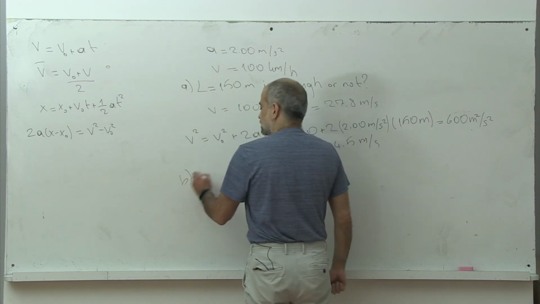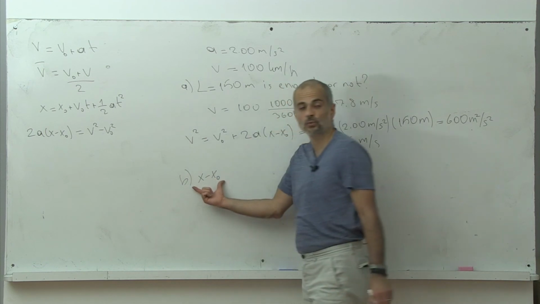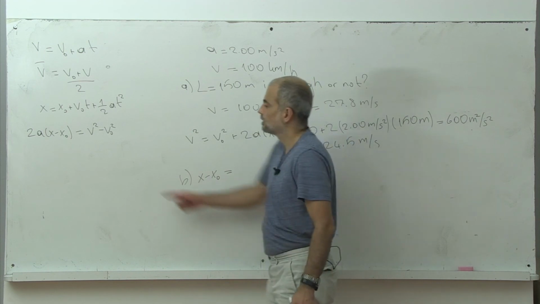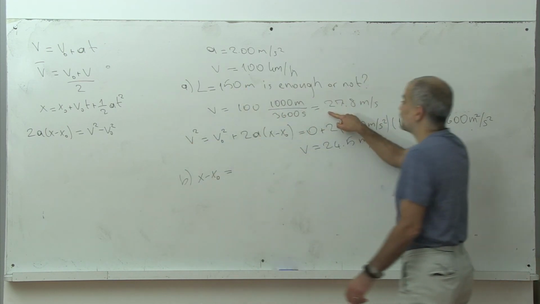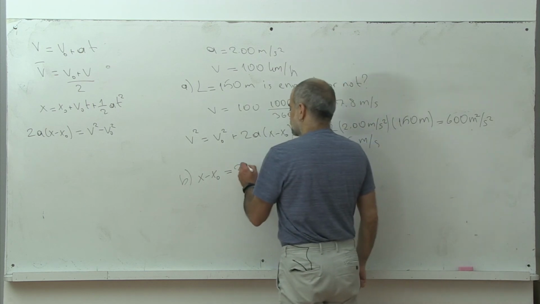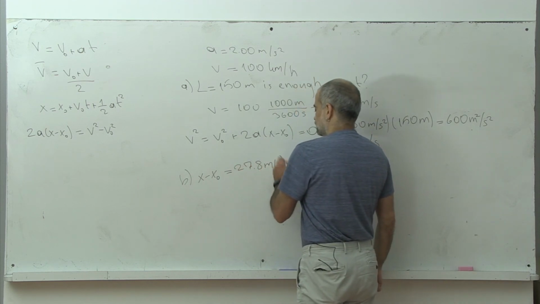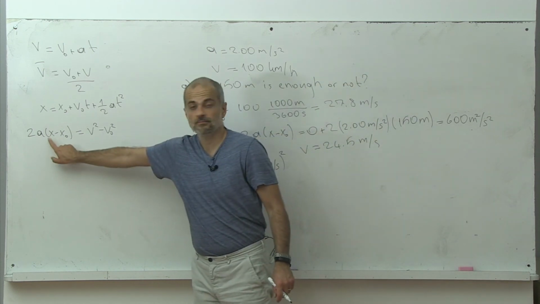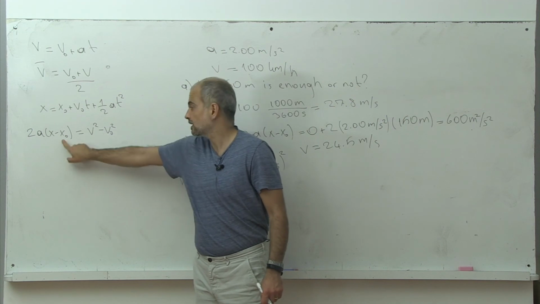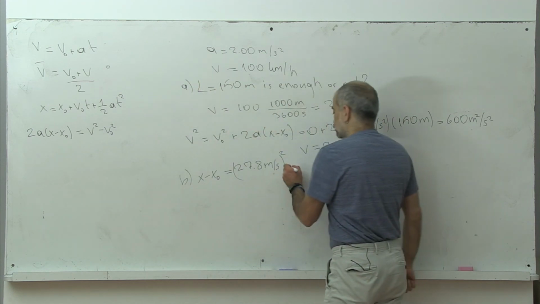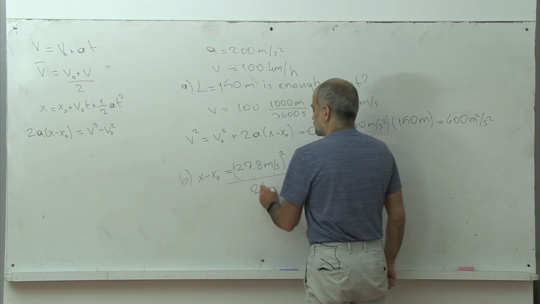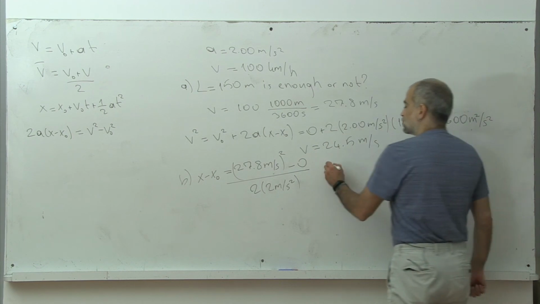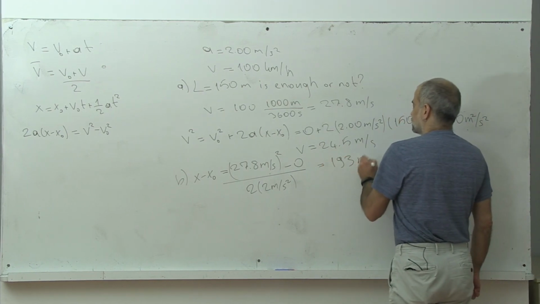And we can find that the distance, the length of the runway, which we can just call x minus x0, should be equal to v squared. The speed it should have is 27.8 meters per second. This is the speed the plane should have at the point x. The initial speed v0 at the point x0 is 0. It starts from rest. The acceleration is 2 meters per second squared. So this distance turns out to be 193 meters.